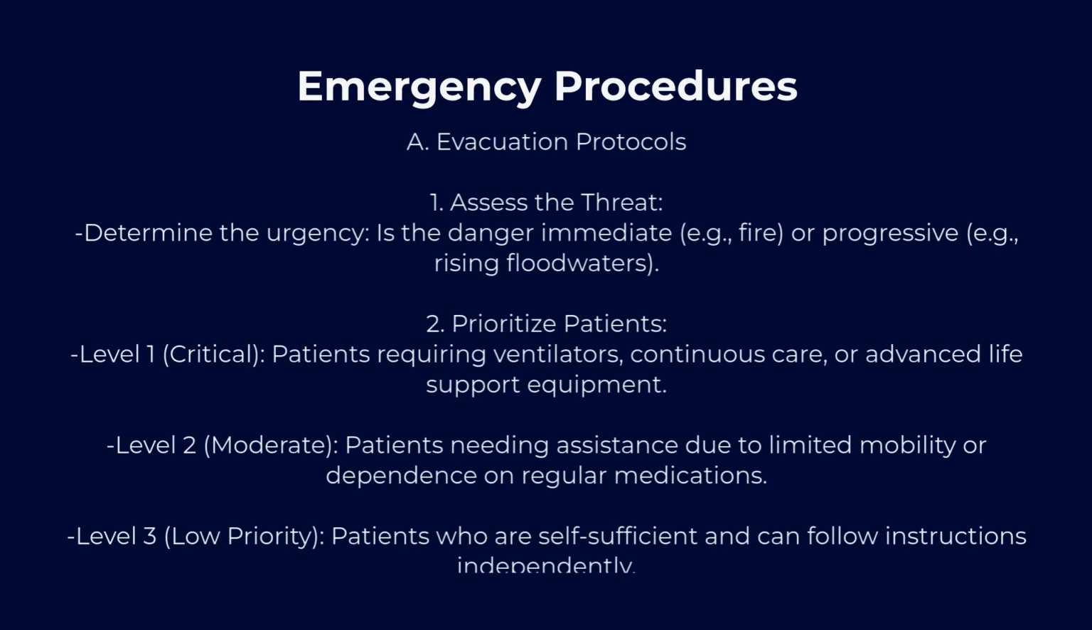Emergency procedures. A. Evacuation protocols. 1. Assess the threat. Determine the urgency. Is the danger immediate, e.g., fire, or progressive, e.g., rising floodwaters? Prioritize patients. Level 1, critical: patients requiring ventilators, continuous care, or advanced life support equipment. Level 2, moderate: patients needing assistance due to limited mobility or dependence on regular medications. Level 3, low priority: patients who are self-sufficient and can follow instructions independently.